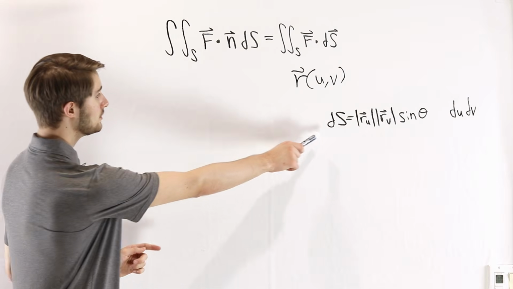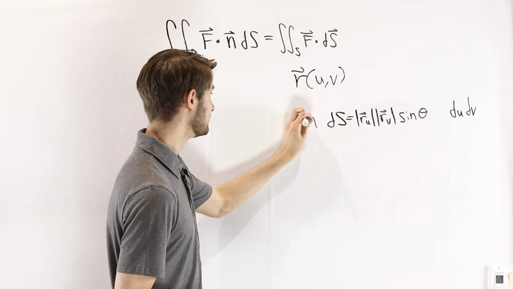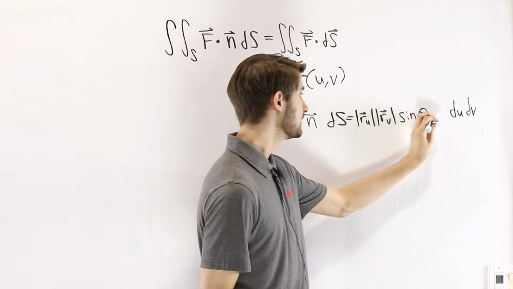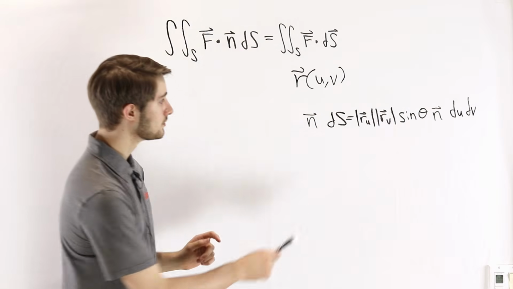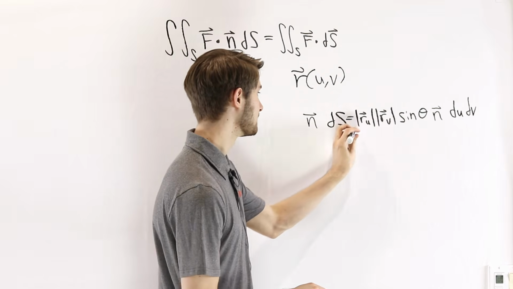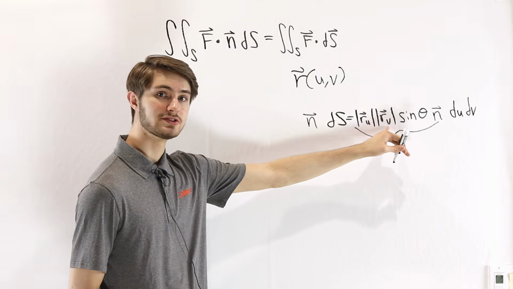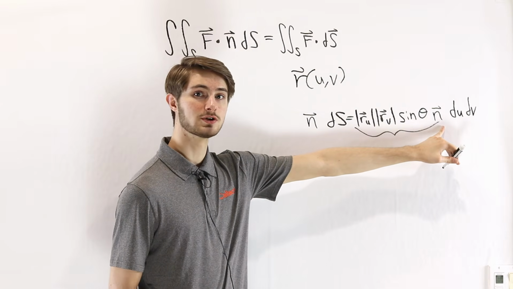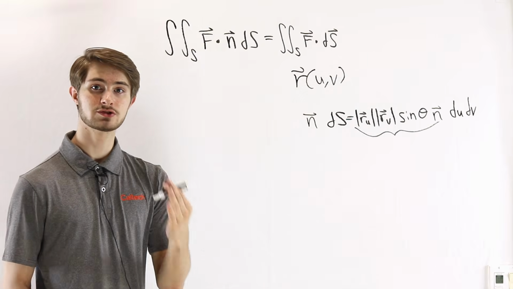From here, we don't just want dS, we want n dS, that unit normal vector. But if we want the unit normal vector on the left side, we can also multiply it on the right side over here. Notice what this part of the formula is. We have the magnitude of the first vector times the magnitude of the second vector times sine theta times a unit normal vector. And this unit normal vector is normal to the surface.